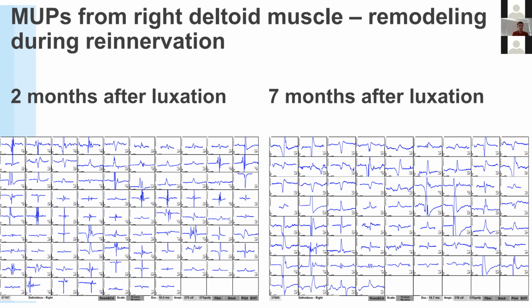Here, for example, this is a sample of a deltoid muscle. On the left, 2 months after luxation, on the right, 7 months after luxation. We see on the left a lot of polyphasic potentials. On the right, we see quite bigger potentials. The amplitude is a bit higher. We can evaluate this like we always did during the past 10s, 20s of years, very subjectively, but we can also do quite objective evaluation.